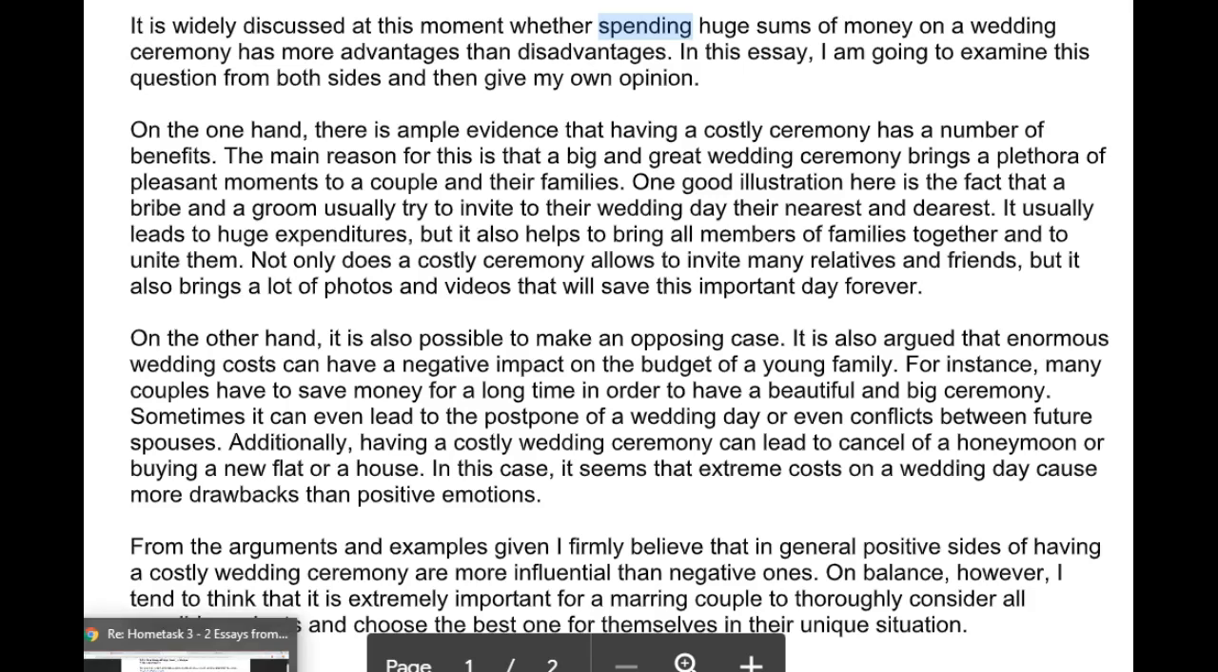From the arguments and examples given, I firmly believe that in general, the positive sides of having a costly wedding ceremony are more influential than the negative ones. I would actually say are greater instead of influential. So a costly wedding ceremony are greater than the negative ones. On balance, however, I tend to think that it's extremely important for a marrying, just spelling there, you need a Y after the R, marrying couple, to thoroughly consider all possible variants and choose the best ones for themselves in their unique situation. Okay, good. Here you have expressed your opinion clearly.